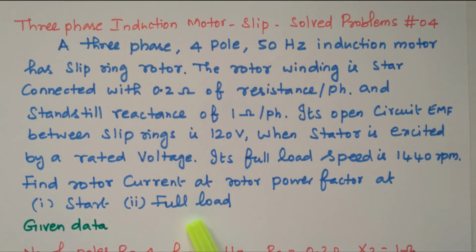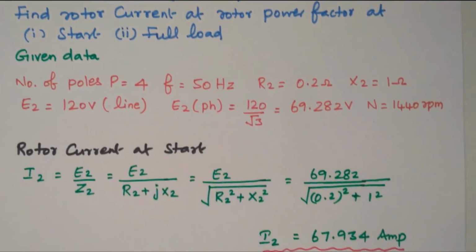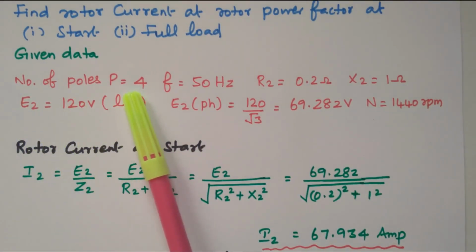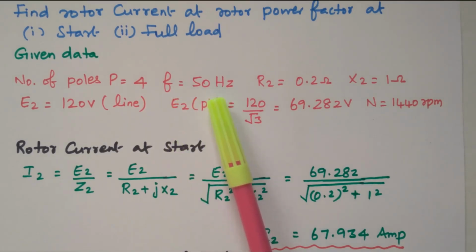We need to find two parameters, the rotor current and the corresponding rotor power factor, for the starting condition as well as the full load condition. Now we will analyze the data. What are the data available in this given problem? The number of poles is 4. The frequency of the supply system is 50 Hz.